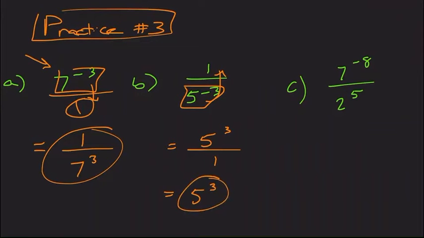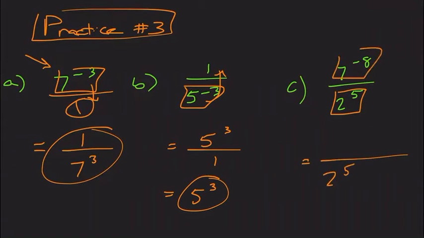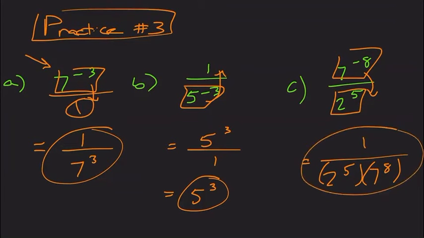And last one, we have 2 to the 5th. That's already a positive exponent, so it stays on bottom. And this one needs to move to become positive. So it's going to be 7 to the 8th on the bottom. Put them in parentheses to keep things neat and show that you're multiplying them. There's nothing left up top, so we put a 1. And there's our answer for this one.